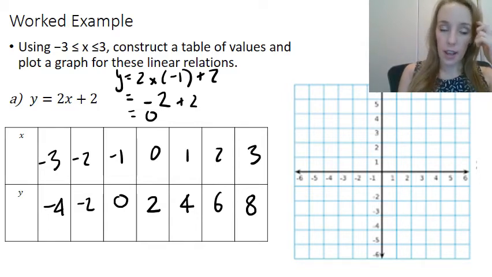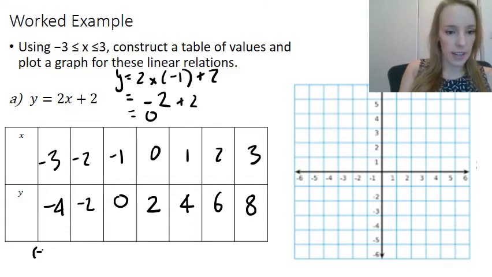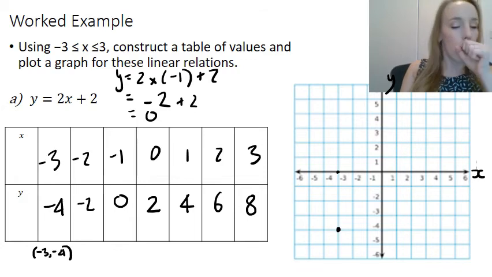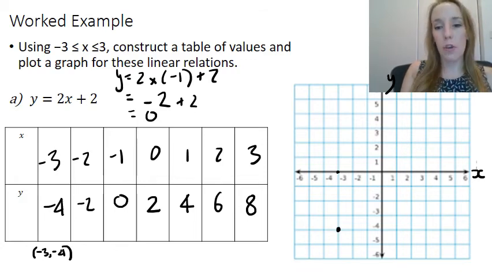So our first one is -3, -4. So we're going to find -3 on our x-axis. So go to -3, which is here, and then y is -4, so we're going to drop it down to -4, put our dot there for our first point. Second one, x is -2, so we find our -2 on the x-axis. Y is also -2, and then we drop it down to find that -2.